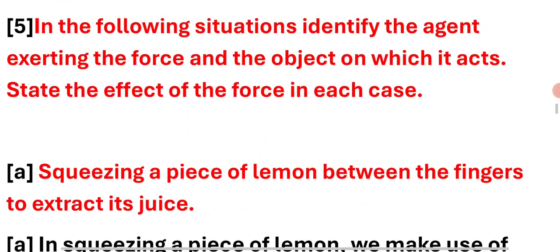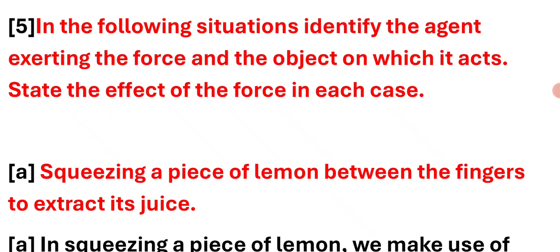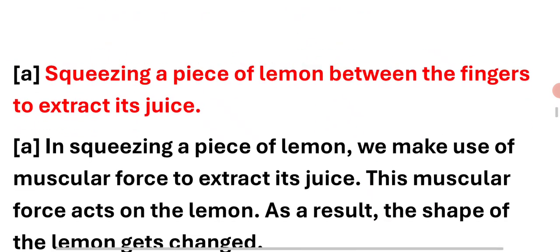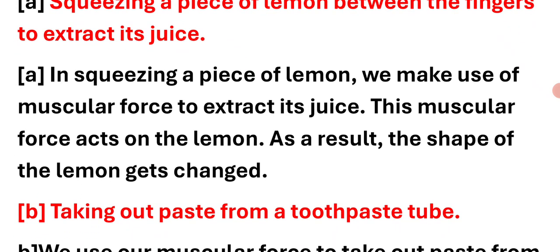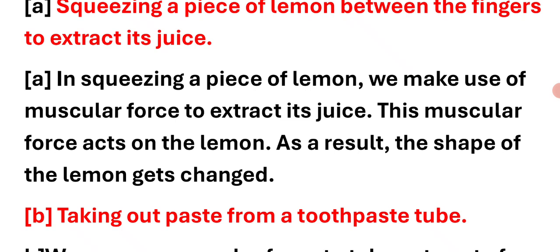Question number 5. In the following situations, identify the agent exerting the force and the object on which it acts. State the effect of the force in each case. Squeezing a piece of lemon between the fingers to extract its juice. Right answer. In squeezing a piece of lemon, we make use of muscular force to extract its juice. This muscular force acts on the lemon. As a result, the shape of the lemon gets changed.